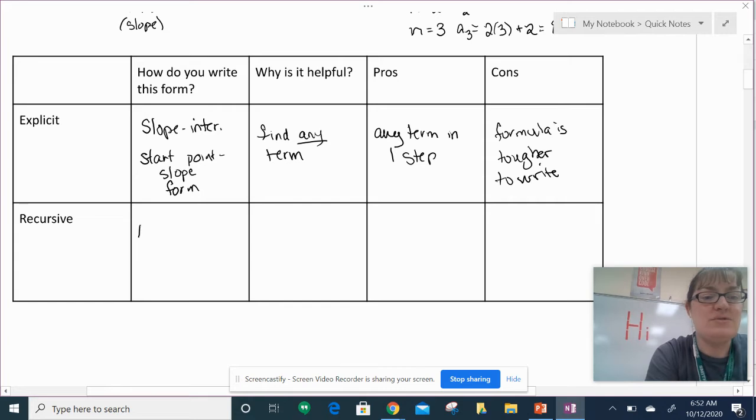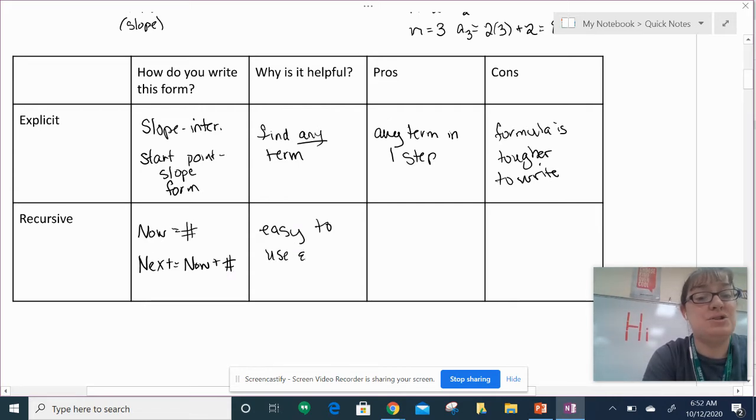Recursive, how do we write this form? This is the one that starts with the now equals a number, and then the next equals the now plus a number. It could also mean minus the number. Why is a recursive formula helpful? It is super easy to use and to write. So our pros are it's easy to use and easy to write.